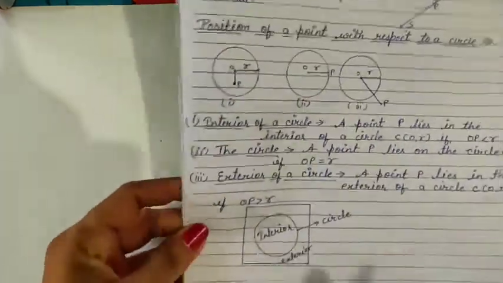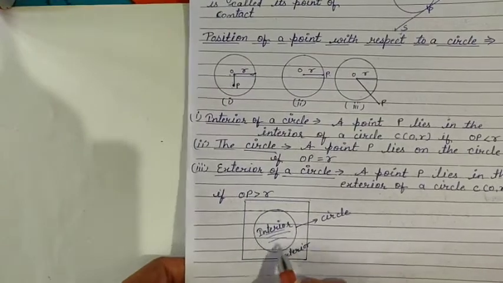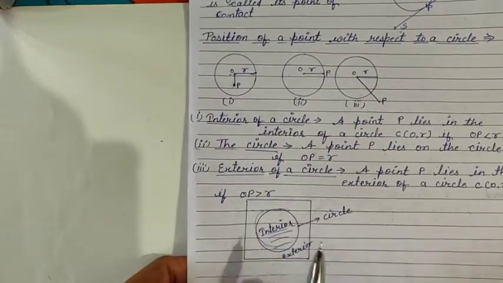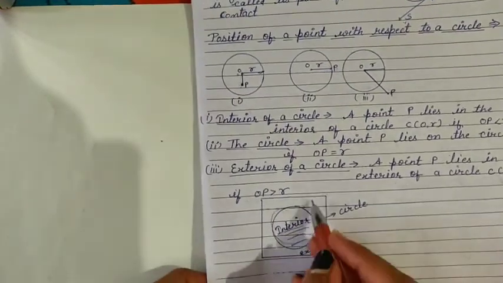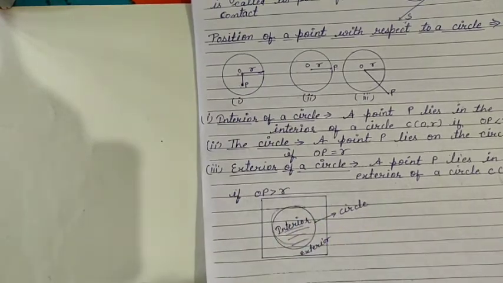Okay. So this is a circle, this is its interior part, and this is its circle or boundary, and this part is called the exterior of the circle.